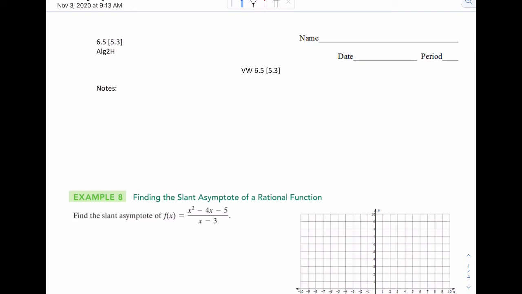Welcome to VW 6.5. Before we start, we have to recall the HA rules. And there's one in particular we want to talk about today. That's going to be case number 3.